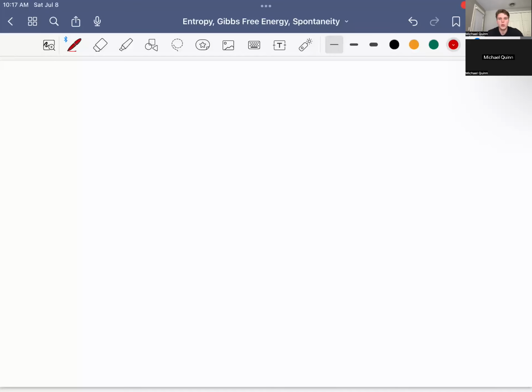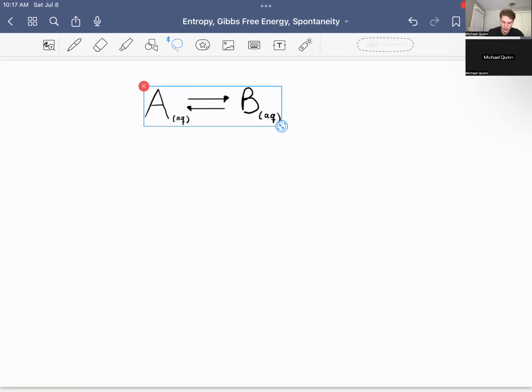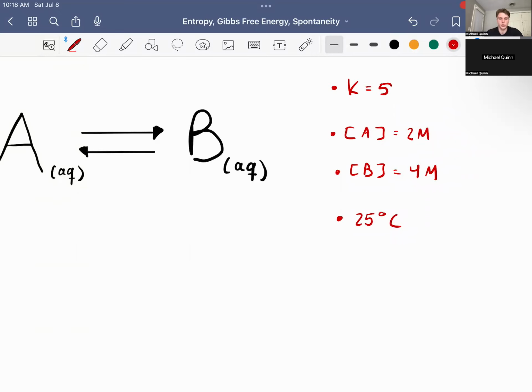In this video, I'm going to be going over how to solve for delta G given a reaction. So if we are met with an equilibrium reaction, A goes to B, and we are given the following information: that K is equal to 5, the concentration of A at this given moment is 2 molar. The concentration of B in this moment is 4 molar, and the temperature is 25 degrees Celsius. How can we solve for delta G?